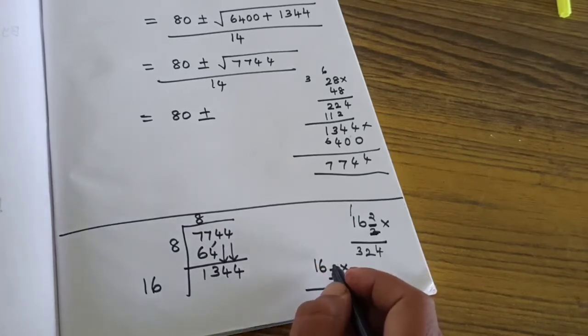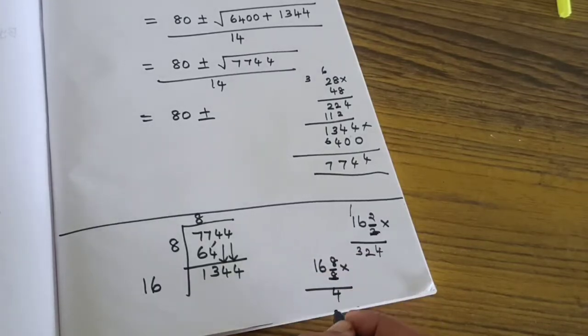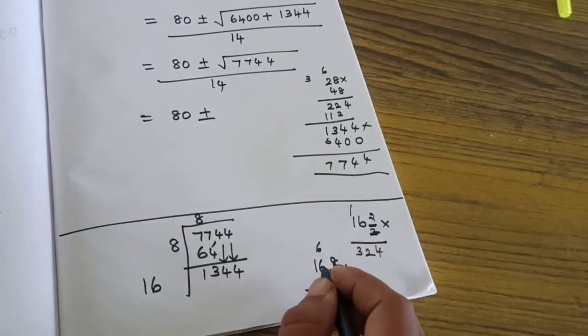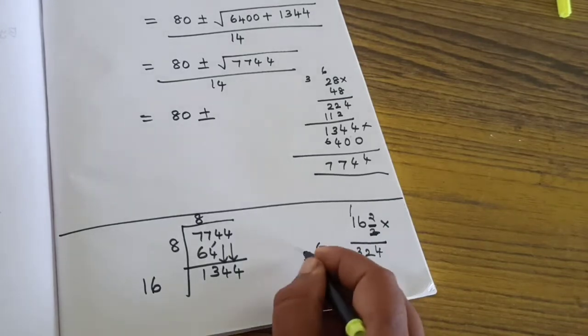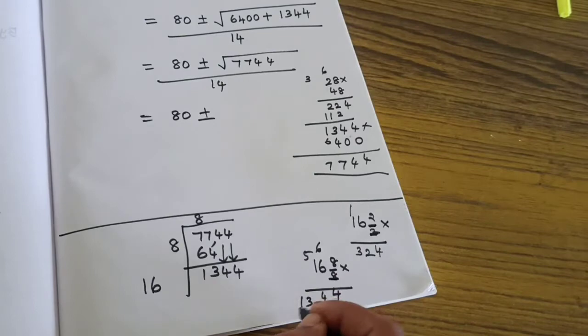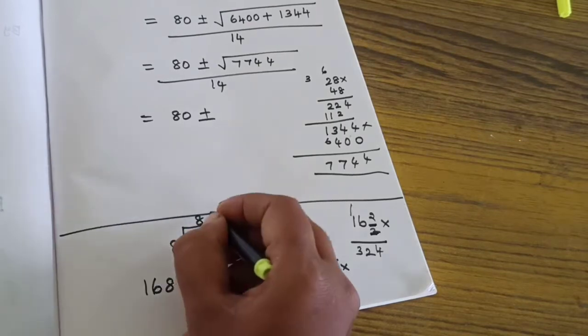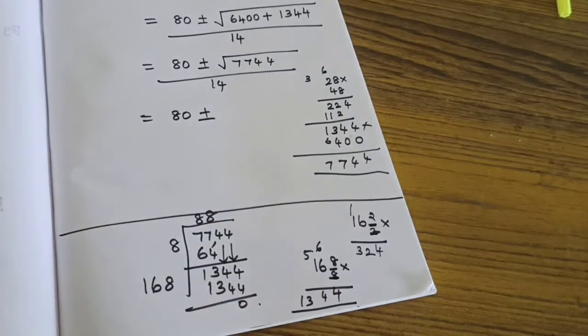Then which number will come correct? 8 8s are 64, no. So 8 8s are 64, it also ends in 4. We can check for that. 64. Then 48 means 54, no. So 5. Then again 13. Coming correctly, no? So what is the answer? 8, and here also 8. 1344. We are getting the correct answer.